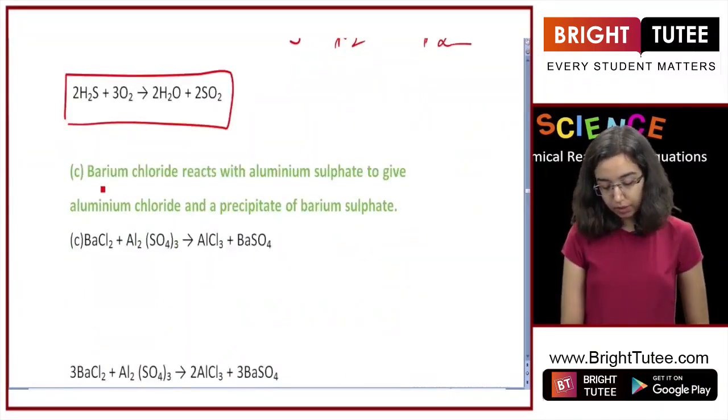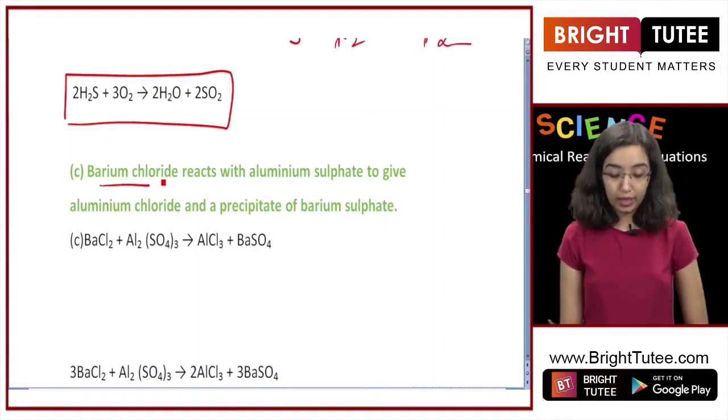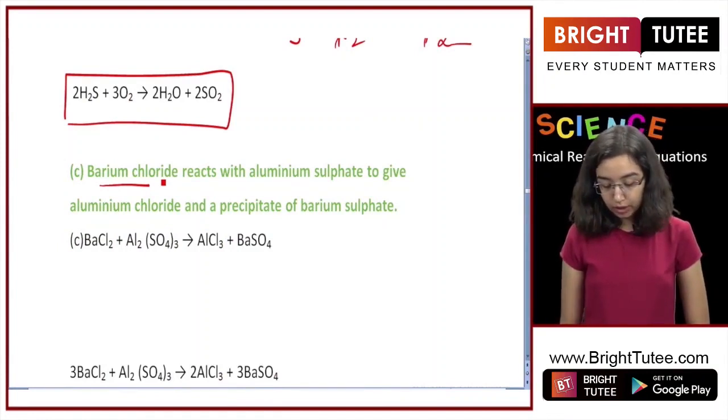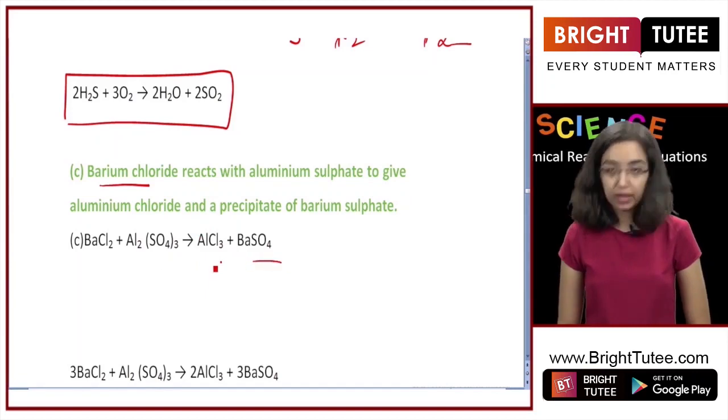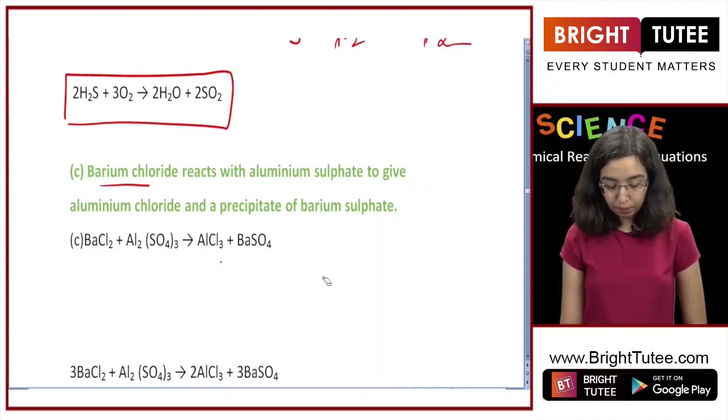Part 3 talks about barium chloride. So we know barium is Ba and chloride is Cl, so BaCl2, reacts with aluminium sulfate, Al2(SO4)3, to give aluminium chloride, AlCl3, and barium sulfate. So this is the equation. The word equation is converted into this symbolic representation. Now let's try to balance it.